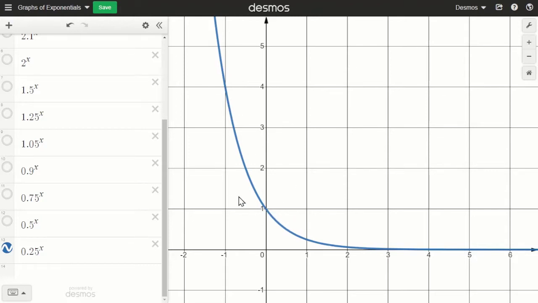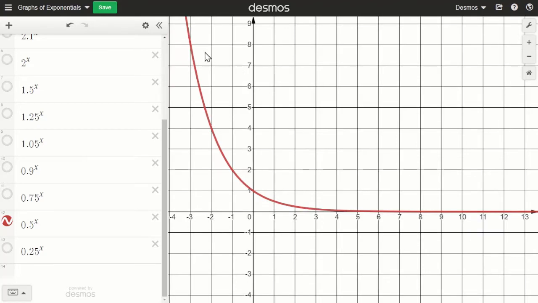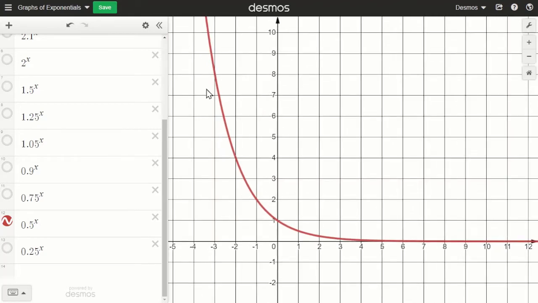I don't think I need to keep re-emphasizing the intercept on the y-axis here. Now I'm going to turn off this curve and display the other curve, 0.5 to the x. Again, the graph stays above the x-axis, and it's a one-way graph, falling from the left to the right. It intercepts the y-axis at the point (0, 1).